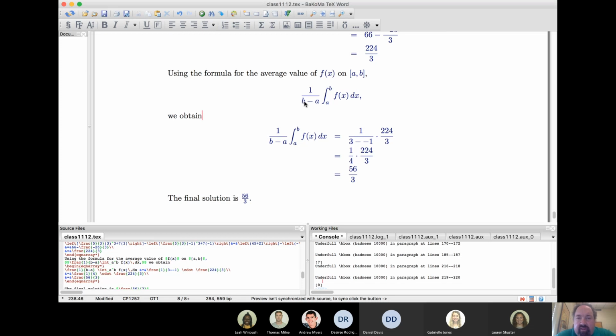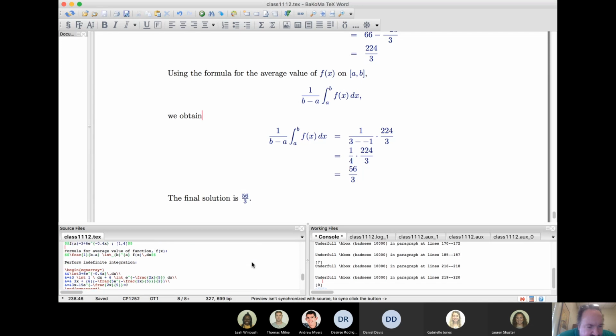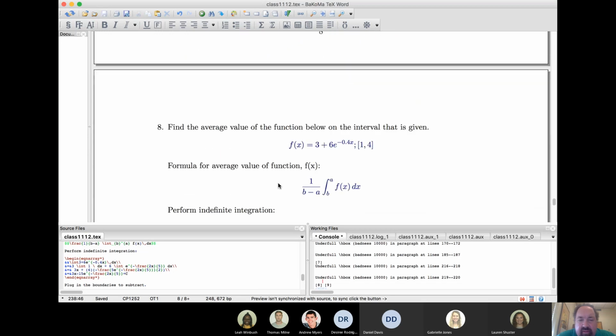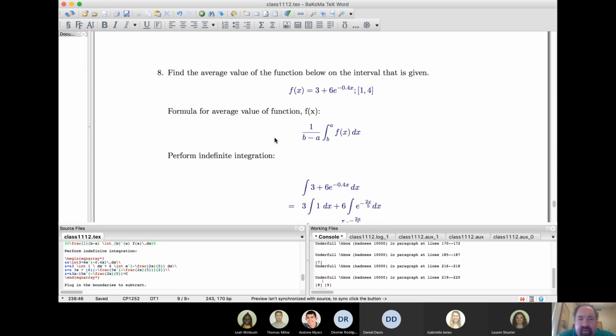Okay. So this is a thing to keep in mind. This is a formula for average value. First you work out an indefinite integral, then plug in the limits to get the value of the definite integral, then divide by b minus a, as was carried out here. All right, here's another for average value.